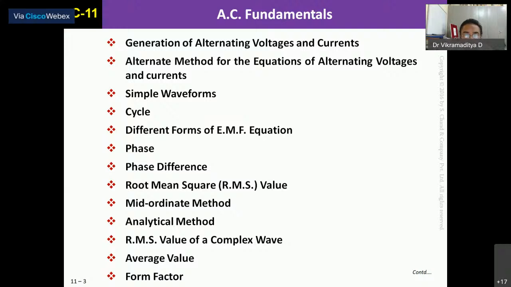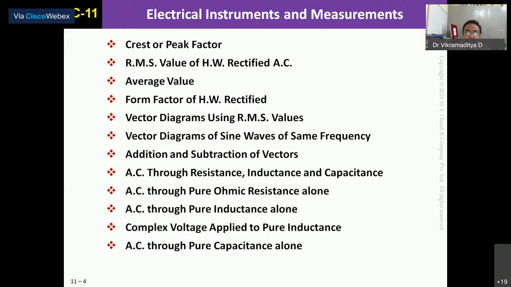That we will discuss. Then the phase difference concept and other terms like RMS values, average values, form factor, and how to deal with AC circuits when an AC current source or voltage source is present in a network. We will also discuss addition and subtraction of vectors. Then what is the behavior of resistor, inductor, and capacitor when AC is passed through it. Then pure ohmic resistance, pure inductance, and pure capacitance. So everything will be dealt with, so that we can then proceed to the AC theorems.